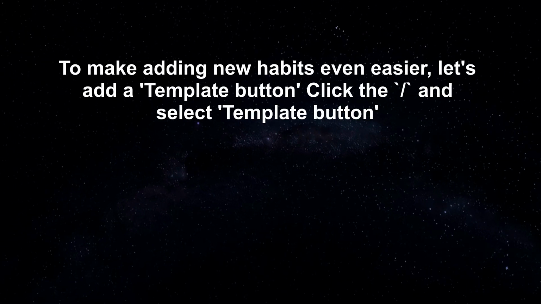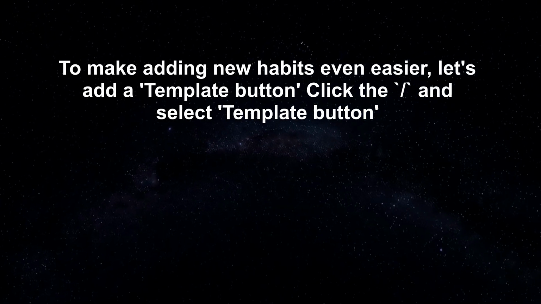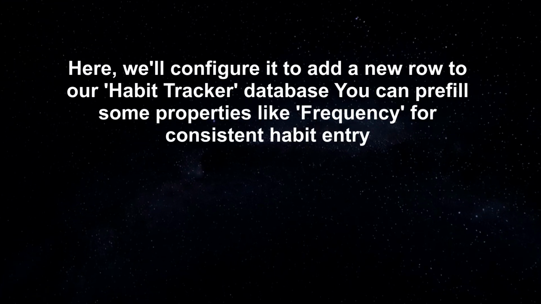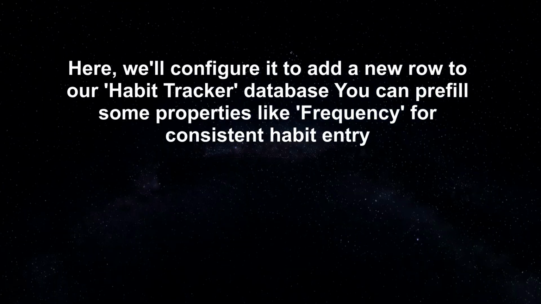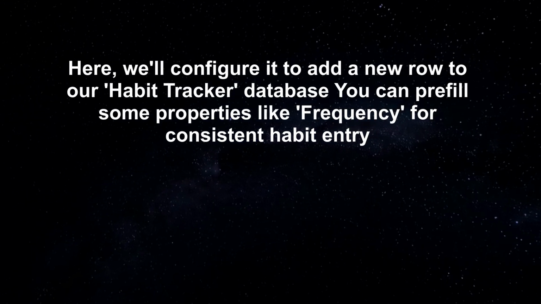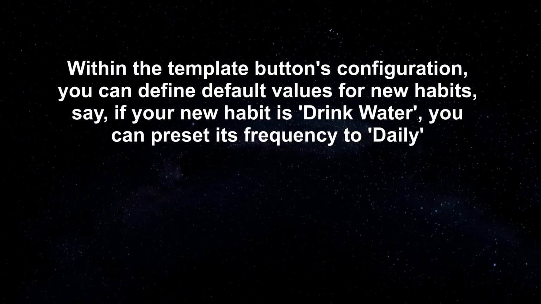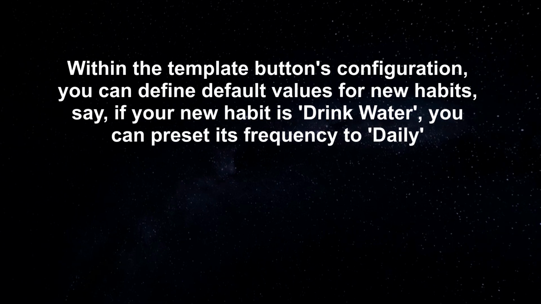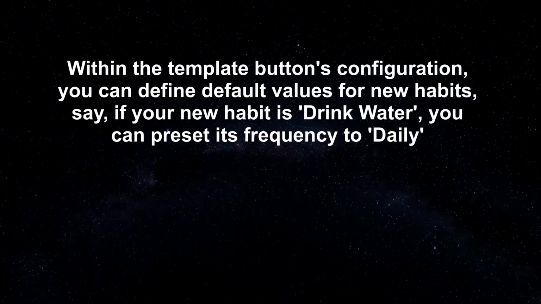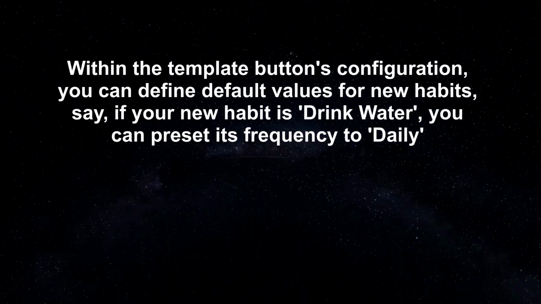To make adding new habits even easier, let's add a template button. Click that and select Template Button. Here, we'll configure it to add a new row to our habit tracker database. You can pre-fill some properties like frequency for consistent habit entry. Within the template button's configuration, you can define default values for new habits. Say, if your new habit is drink water, you can preset its frequency to daily.